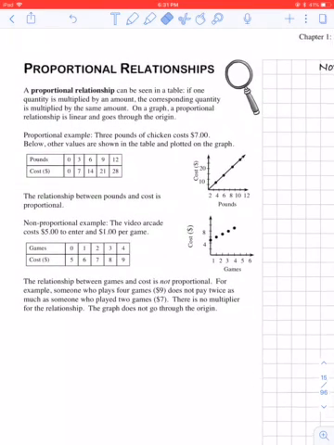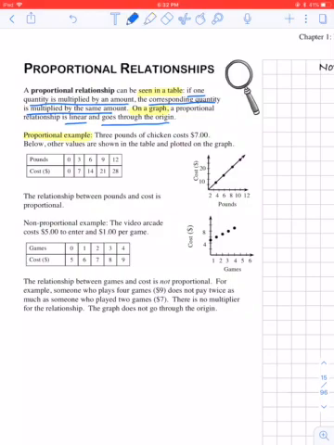So a proportional relationship can be seen in a table and on a graph. The table has where one quantity is multiplied by an amount, the corresponding quantity is multiplied by the same amount. So we'll look at that in the table below, but just keep that in mind. A proportional relationship on a graph is linear and it goes through the origin. So let's keep those two things in mind as we look at what a proportional relationship example looks like.